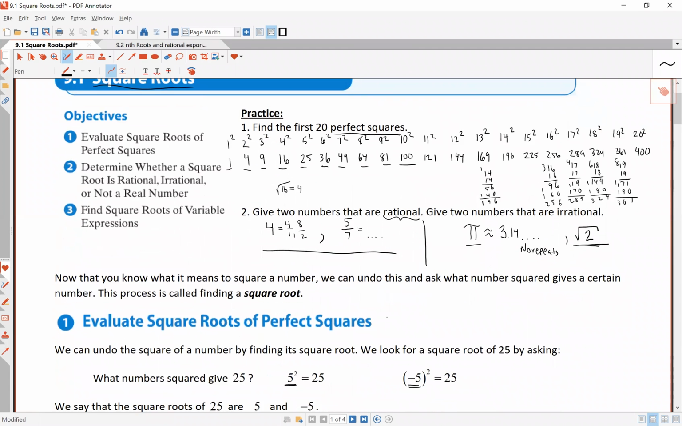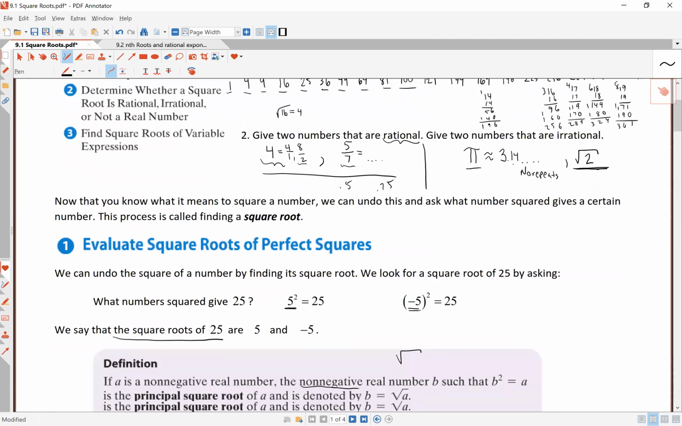So remember from the practice problem, number 2, rational numbers are numbers that look like 4, 8/2, 5/7, and decimals, 0.5, 0.75. Irrational numbers are going to be numbers like square root of 2, square root 3, square root 5, square root 7, square root 6.